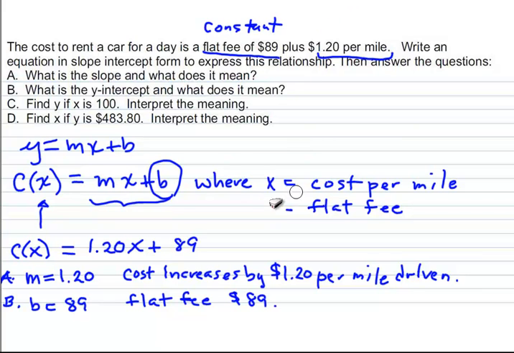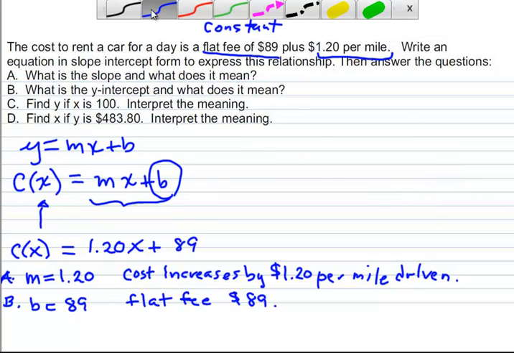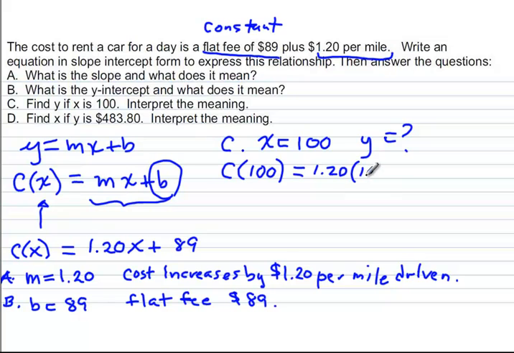Part C. I'll erase this so I have a little more room. Part C says, okay, if you know what x is, find the value of y. x is 100. What is y? So another way to write that is C of 100. The interpretation there is, how much does it cost to drive 100 miles? So you take your $1.20, you multiply that times 100, and you add 89 to that. That would be 120 plus 89, or 209.